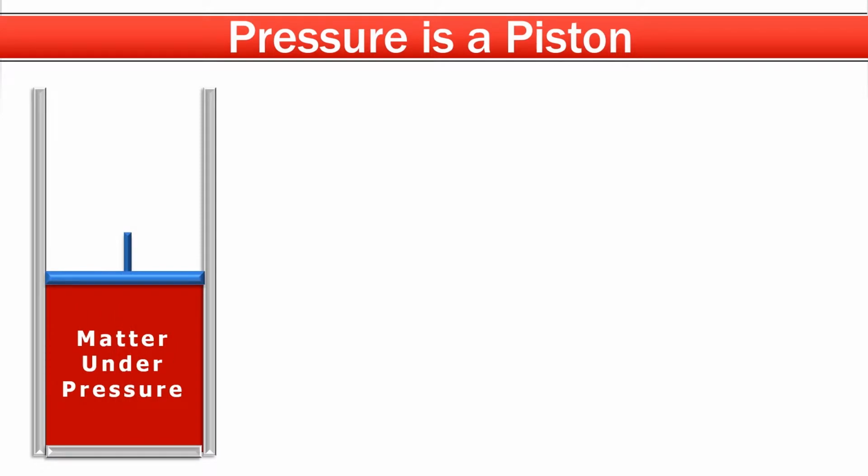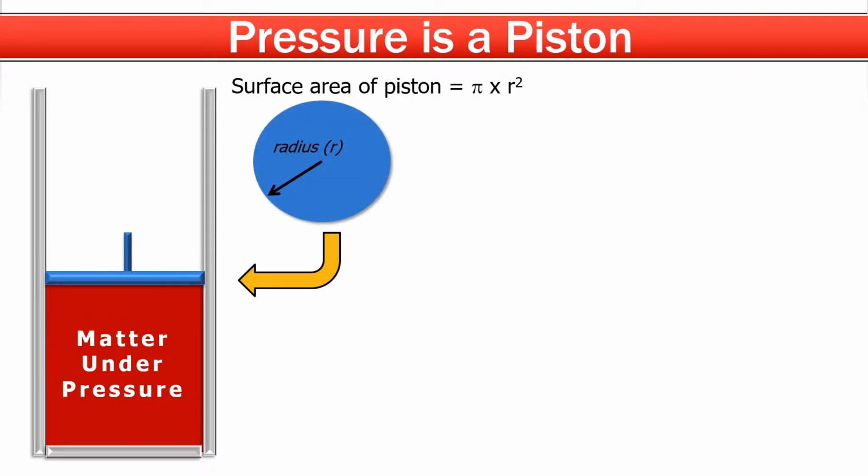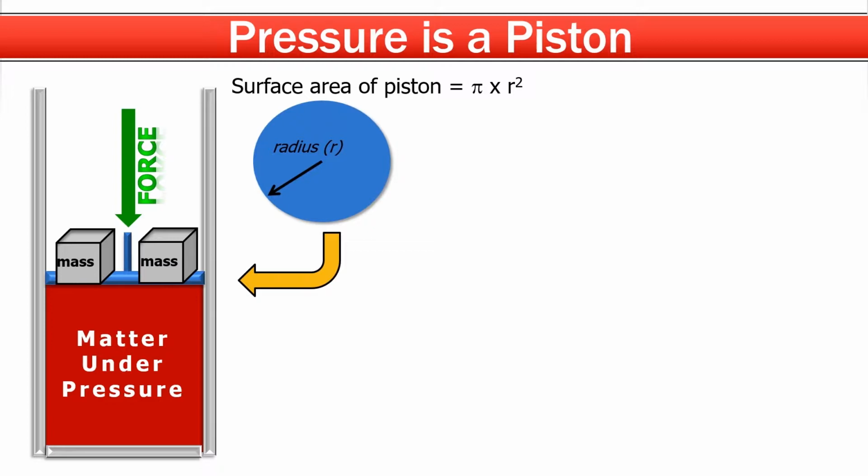What we see is a piston with a given surface area sitting on a piece of matter with weights of known mass applying a force down upon the matter. The force down is easy to calculate. It's our old friend, the weight measurement, where the weight is equal to the product of the masses on the piston times gravity, F equals ma, where a is the gravity constant. Again, if all the measurements are in SI units, we will get a value with the derived unit of newtons.